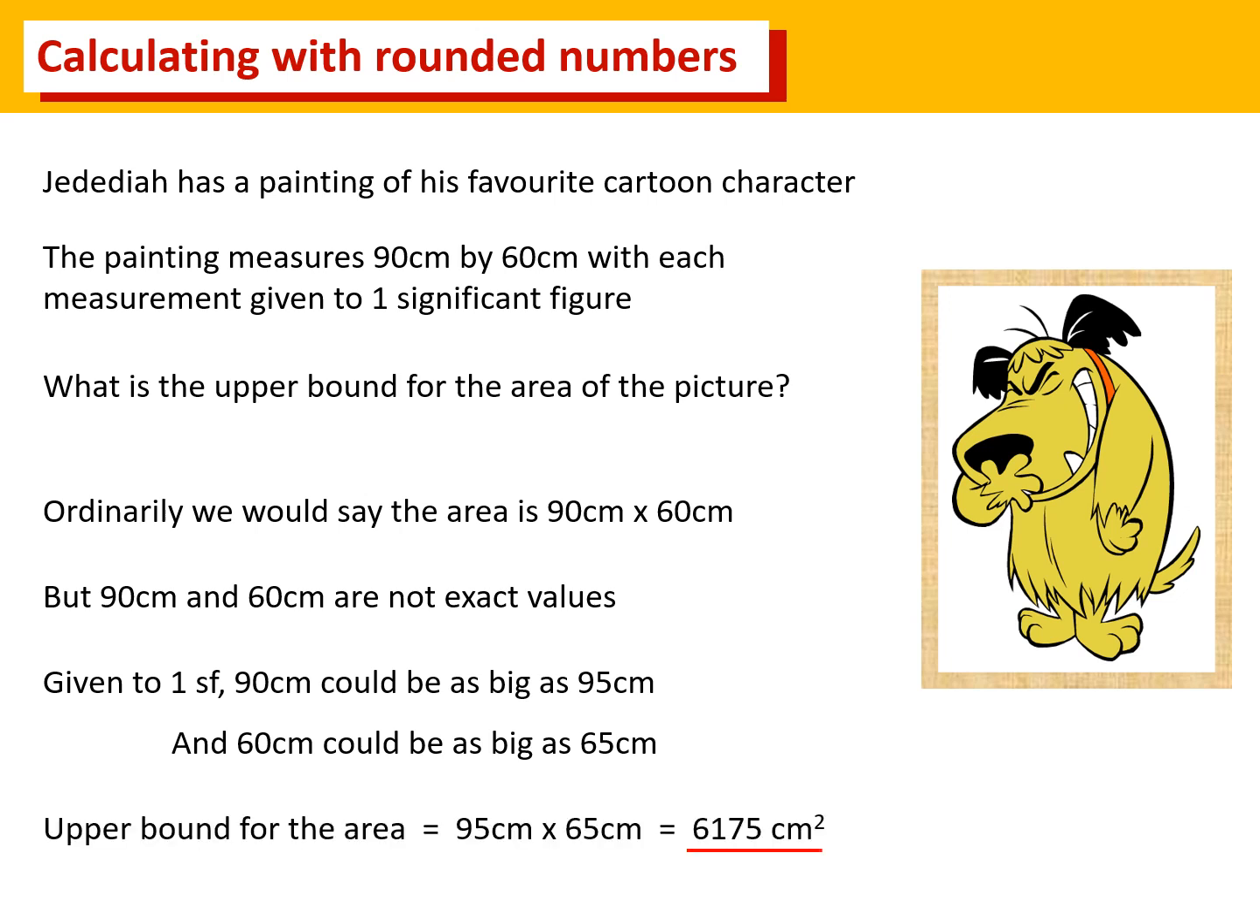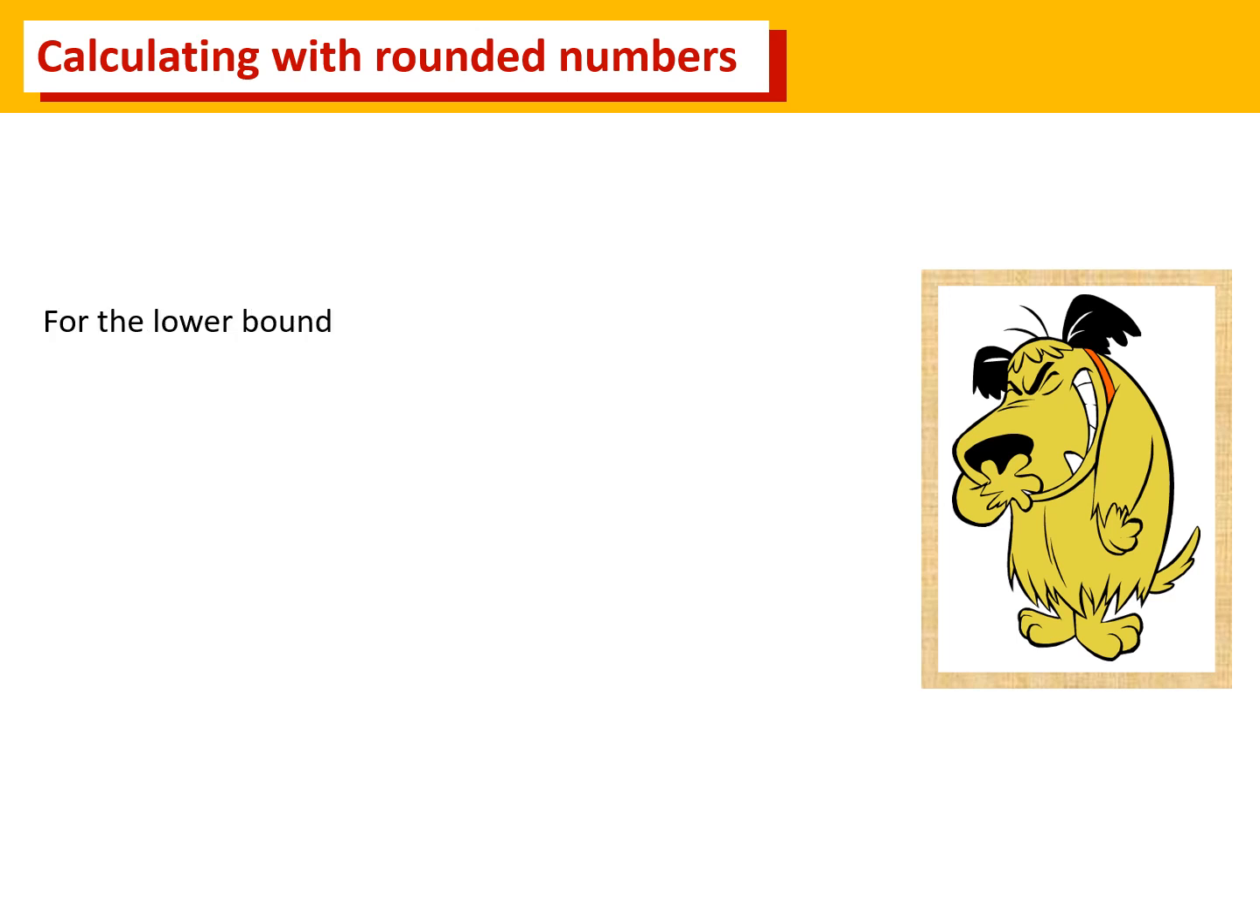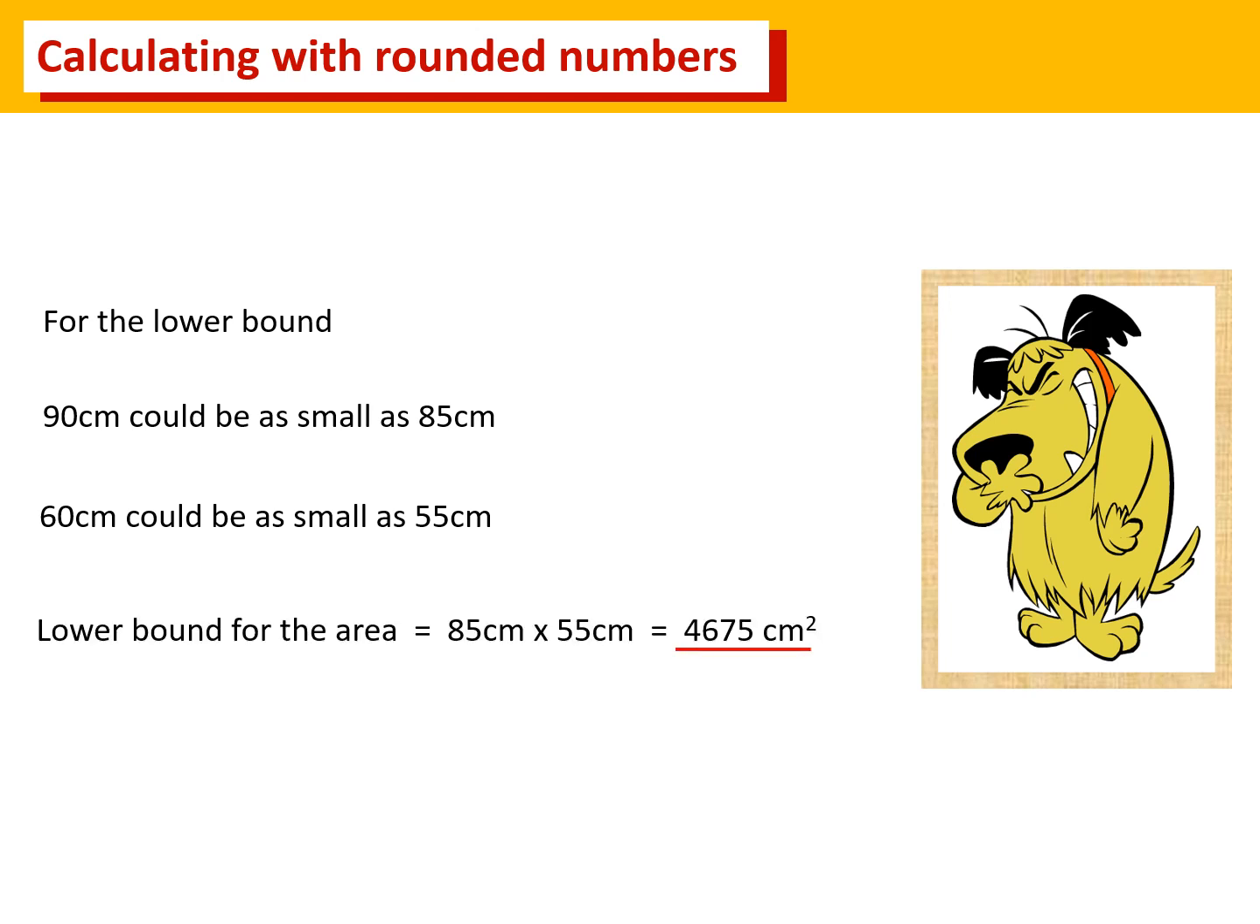Therefore, the upper bound for the area wouldn't be 90 times 60. The maximum possible area would actually be 95 times 65. And that's 6,175 square centimetres. And similarly for the lower bound, 90 centimetres, its smallest possible value could be 85 centimetres. And that 60 centimetres given to us could be as small as 55 centimetres. So now the lower bound for the area would be the lower bound for one length multiplied by the lower bound for the other. And that's 4,675 square centimetres, quite a big difference.